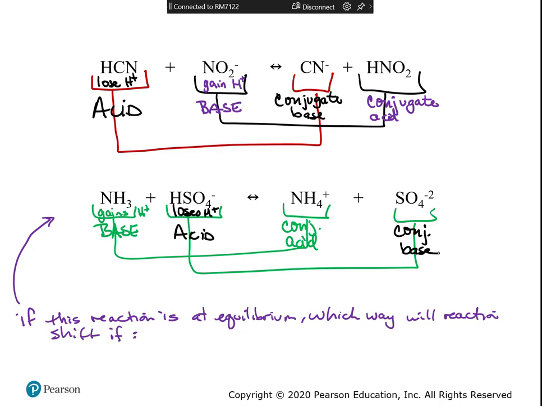So here's the question. If this reaction is at equilibrium, so this NH3 plus HSO4 minus reaction, you tell me which way will the reaction shift if I add NH4 plus. Forward or reverse? Reverse. Okay. Right? So if I add product, the reaction shifts away from the product side. What if I remove SO4 2 minus?